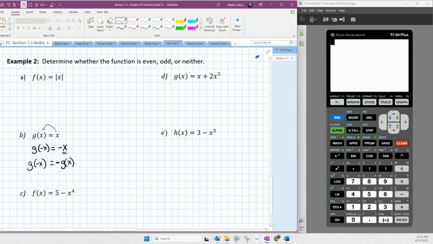When we plug in negative x, we get the opposite answer to what we get when we plug in positive x. And that is the definition of an odd function. So this is odd. All right, let's move on.